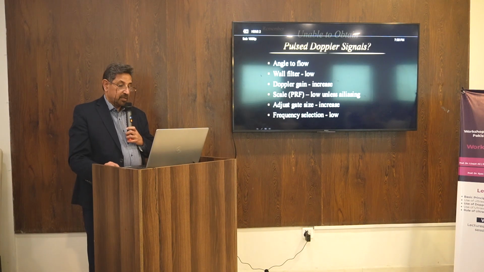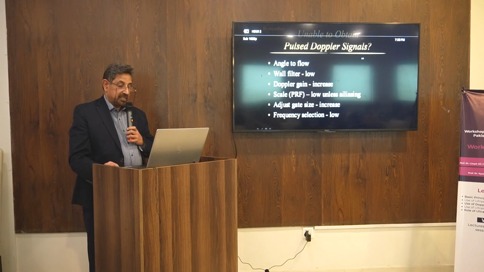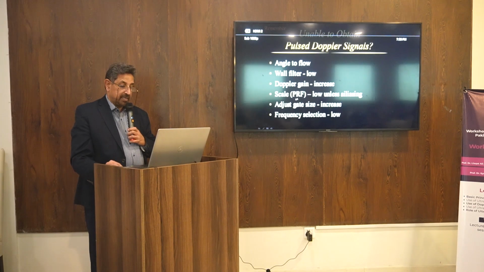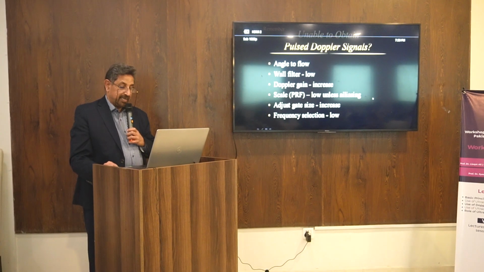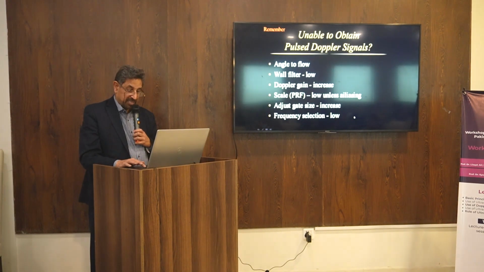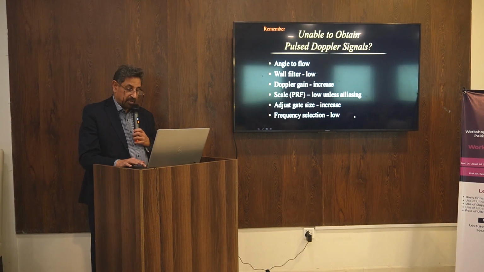Then angle, pulsed Doppler signals. How can we get a good angle to flow? Wall filter, Doppler gain, scale low unless aliasing, adjust gate size and frequency selection. You can decrease that if you don't get proper PRF.